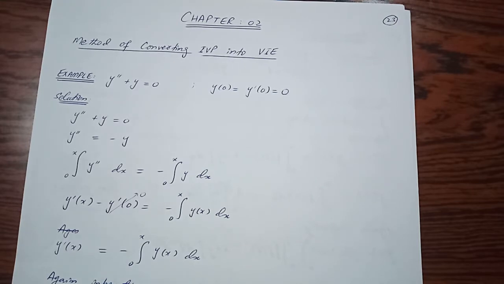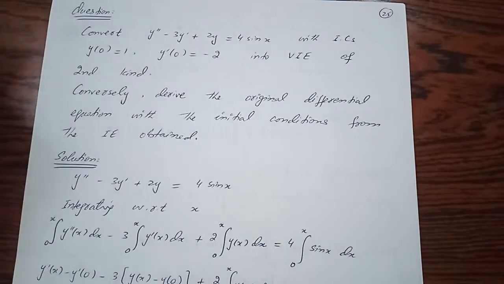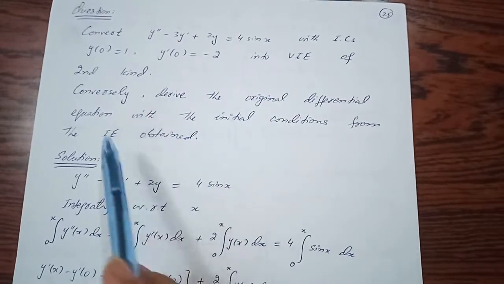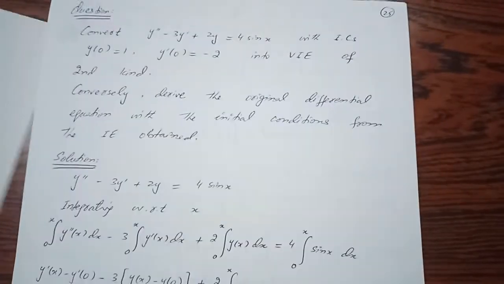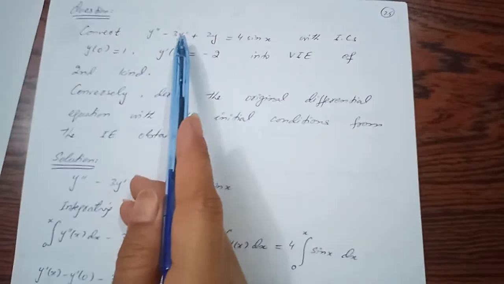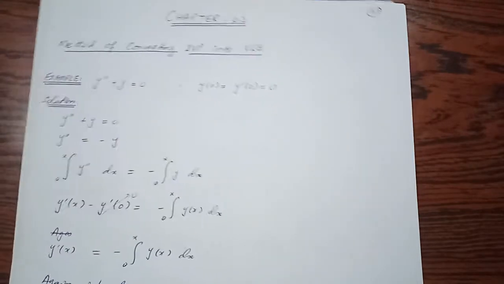Integral equation, chapter number 2: method of converting initial value problem into Volterra integral equation. In this video we will do this method first, and then we will do another question, that is you have to convert the given differential equation with initial conditions into Volterra integral equation. And after getting the Volterra integral equation, you have to derive it conversely back to that given differential equation. So first of all, come to this first example.